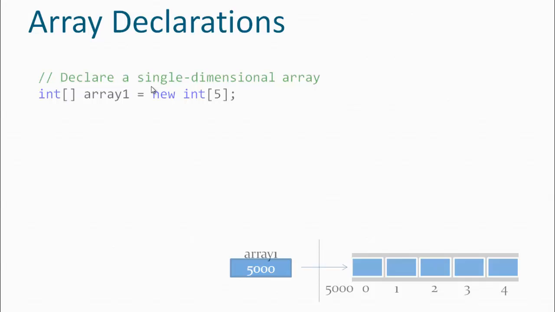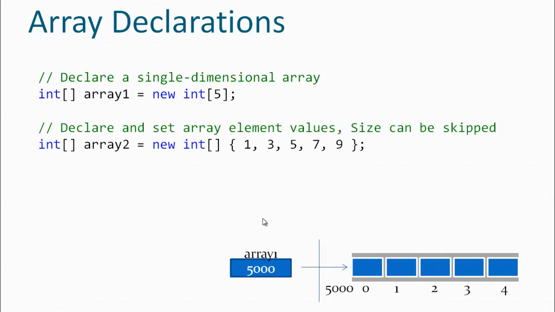Fine, let us see how to declare an array. An array can be declared in multiple ways. Here, int[] array1 will declare a reference on the stack, while new int[5] will create the actual object of integer type of size 5 on the heap, and its reference will get stored over here. So this is a standard declaration of an array, but there are some variations available.